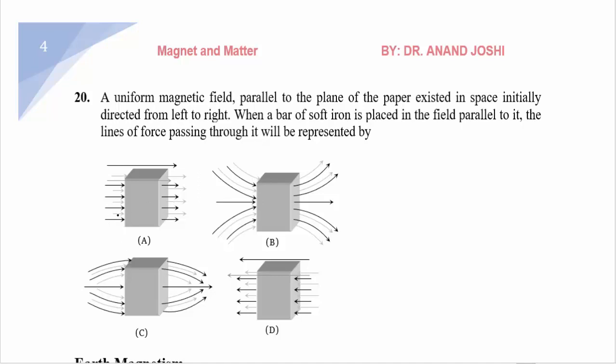So here there are fewer magnetic field lines, here also fewer magnetic field lines, and here there will be more magnetic field lines. So the option will be B. B is the correct option.